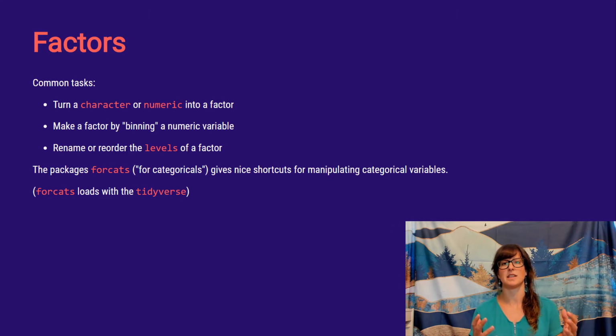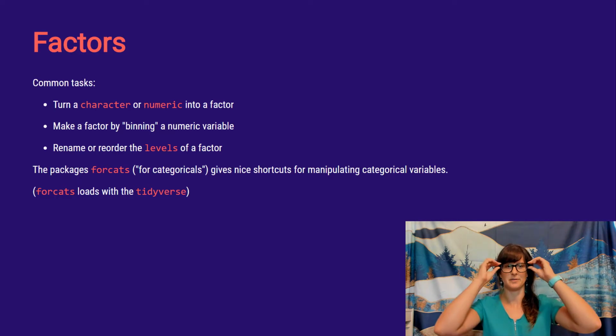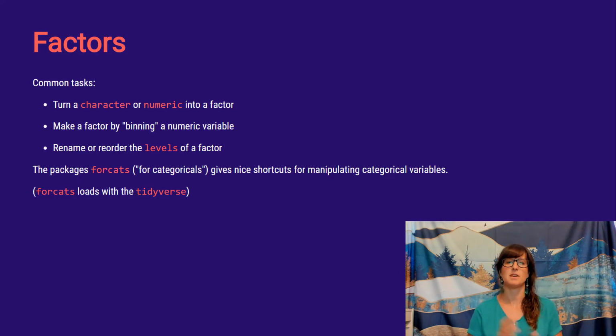So you might say something like, well, you've got houses and you've got the square footage of those houses, but really you'd like to categorize them as small, medium, or large. And you'll also often want to either rename or reorder or even just redefine the categories, which we call levels, of that factor. We're going to be using the package forcats, which is a very clever package name.